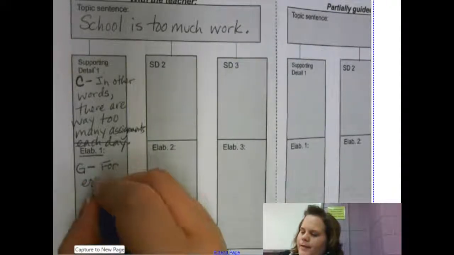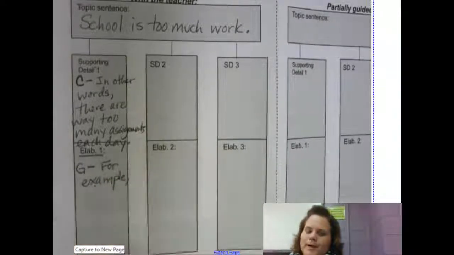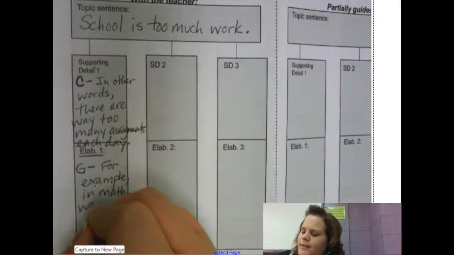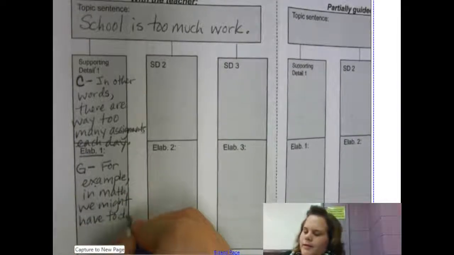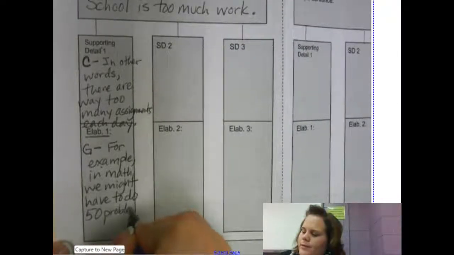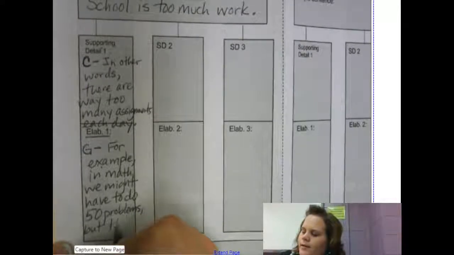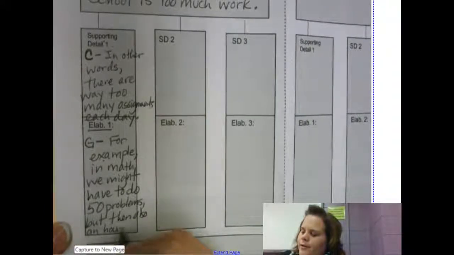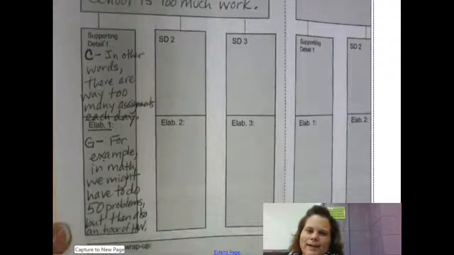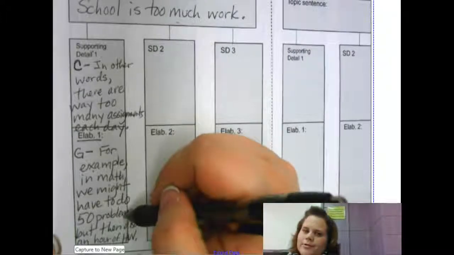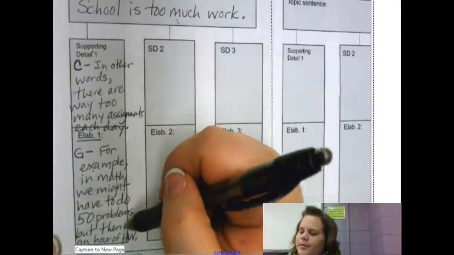For example, some of you, when you talked to me about this, talked about math class. In math, we might have to do 50 problems, but then also an hour of homework. That kind of makes it seem like it's too much. Make sure I'm still talking too much, not too hard, but too much. Not silly, but too much.